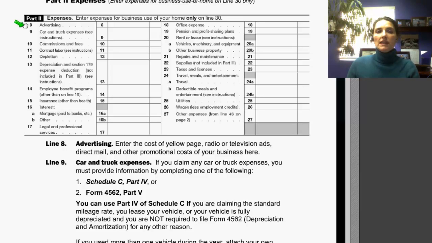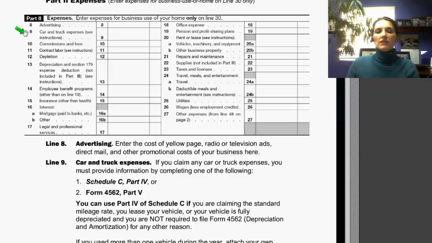of Schedule C. We're going to take Part 2 line by line, and the first line we're looking at here is advertising. Enter the cost of yellow page, radio, or television ads, direct mail, and other promotional costs of your business here. Then on line 9, you enter car and truck expenses. If you claim any car or truck expenses, you must provide information by completing one of the following: Schedule C, Part 4, or Form 4562, Part 5.